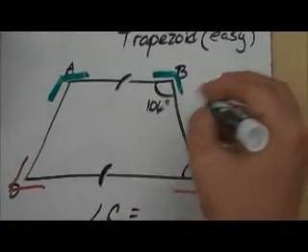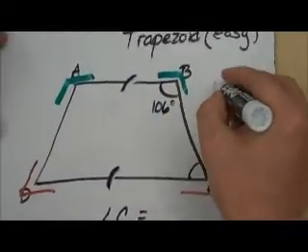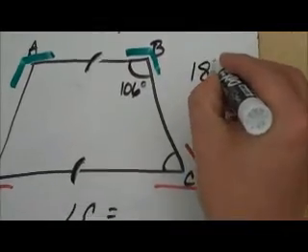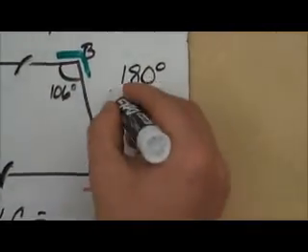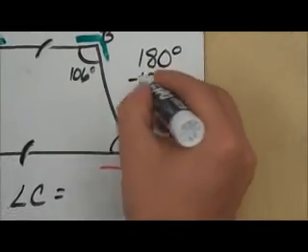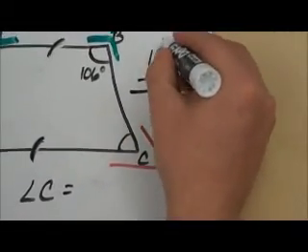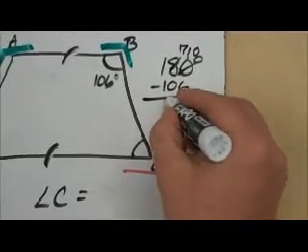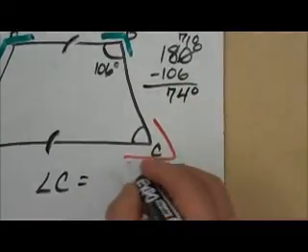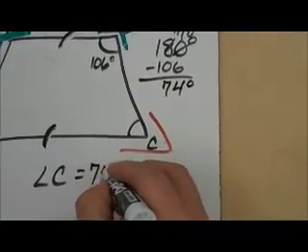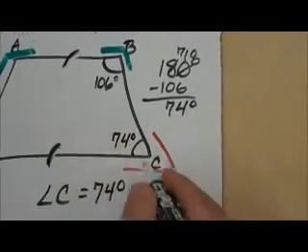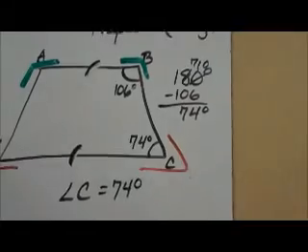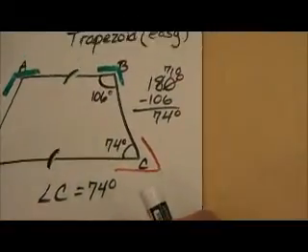I see that I already have 106 degrees here, and we know that a straight line has 180 degrees. 180 degrees. I have 106. I'm going to subtract, and lo and behold, angle C should be 74 degrees, and that is all that we needed to do for a trapezoid easy.